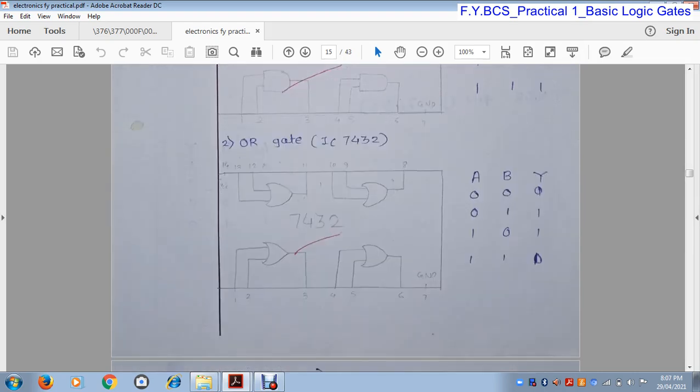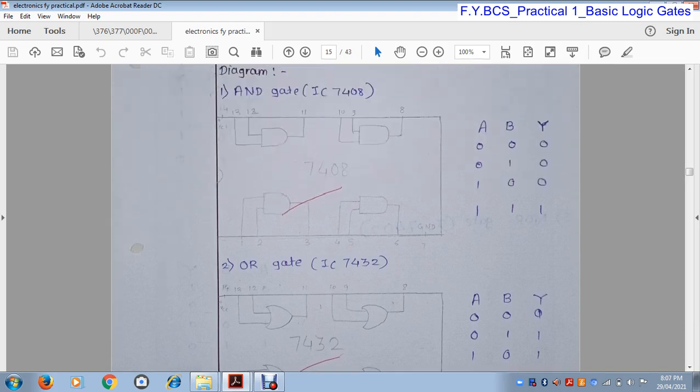Okay. Now the second gate is the OR gate. For the OR gate we use IC 7432. 7432 is also a 14 pin IC. Out of these 14 pins, pin number 7 is ground and pin number 14 is plus VCC.